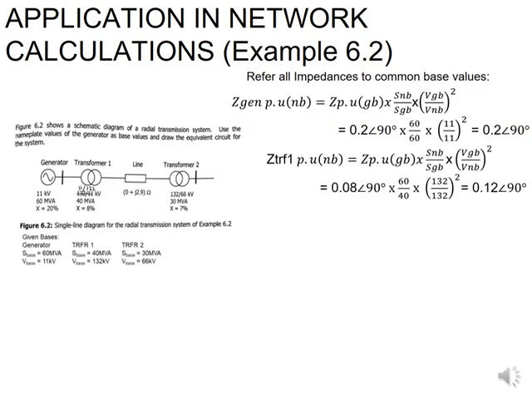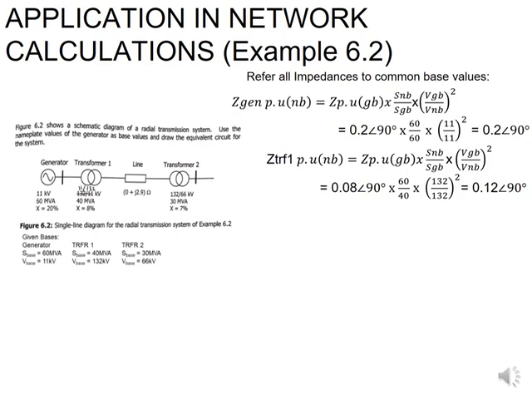Then we go on to the transformer, and on the transformer we're using exactly the same formula as what we did on the generator, but now our new base and our given base for our apparent power is different, but it is the same for the voltage. Why? Because on the voltage we're utilizing the transformer voltages as our voltages for the system. And so therefore it becomes your given base and your new base.